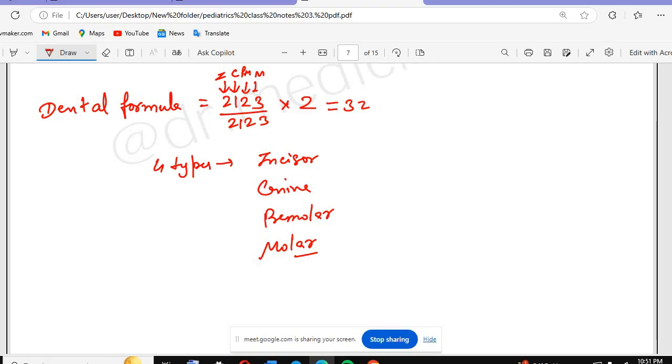But when we talk about children, remember that this formula is not the same. In children, they will have fewer teeth. In children, they would have 2102 divided by 2102, multiplied by 2.